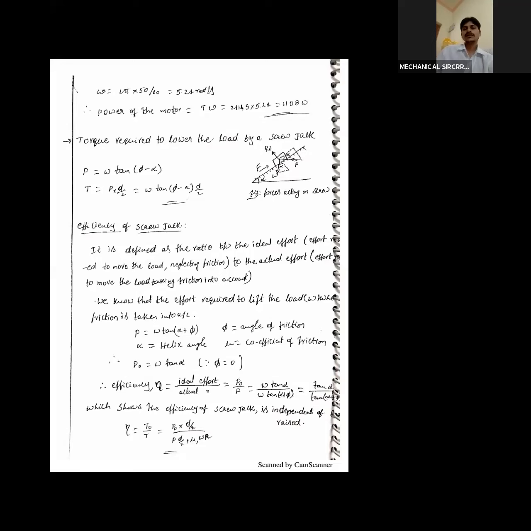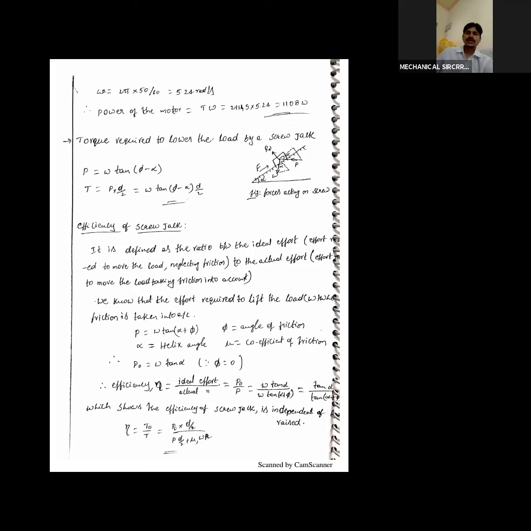Now, having found the torque required to lower the load and the torque required to lift the load, we are going to calculate the efficiency of the screw jack. What is the efficiency? It is defined as the ratio between the ideal effort and the actual effort. Ideal effort to the actual effort.